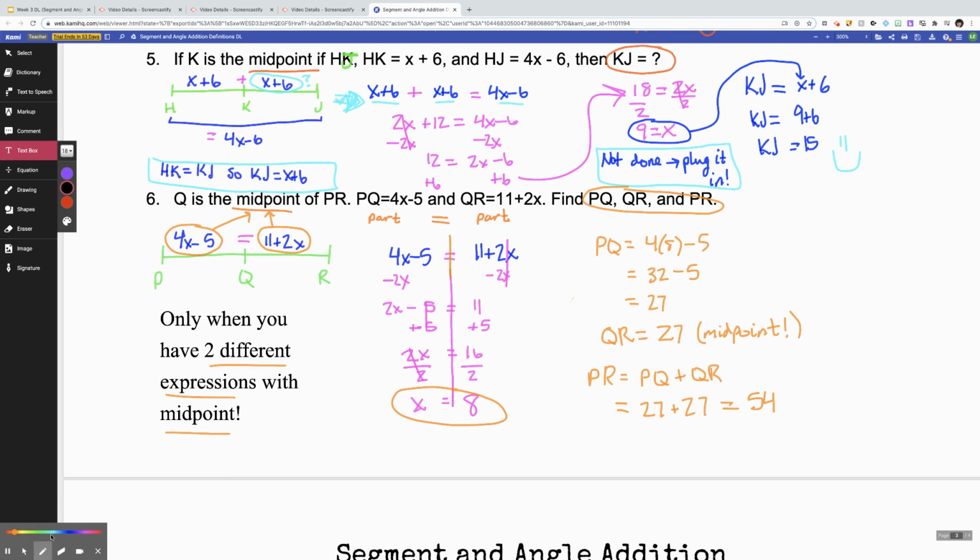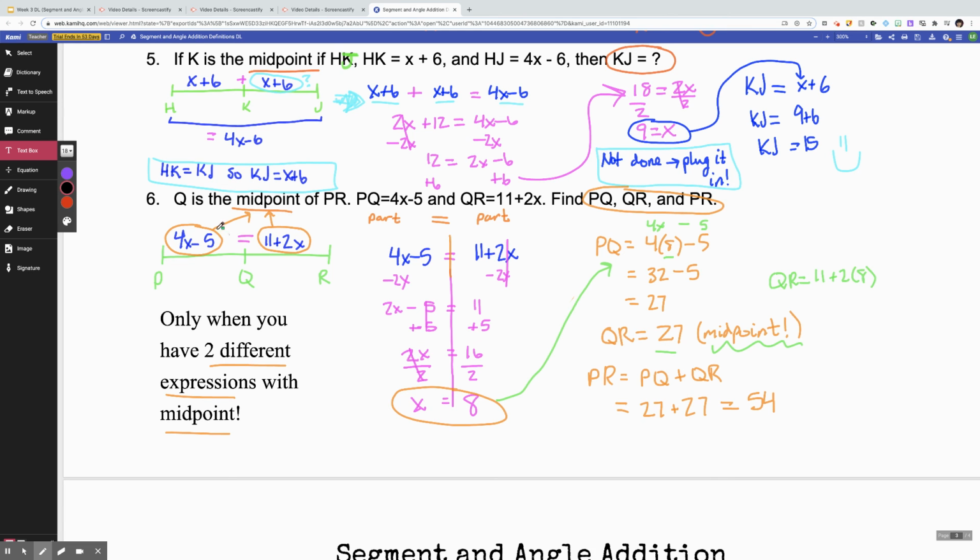Okay, so that's what I did right here. I got that x was equal to 8, so PQ was 4x minus 5. Right, so wherever I saw an x, I put an 8. So 4 times 8 is 32, minus 5 is 27. Now, you could do the same thing for QR. You could say QR equals 11 plus 2 times 8. But you would get 27, which makes sense because this is a midpoint, right? Remember, those two have to be the same. So if PQ is 27, then QR has to also be 27, okay?